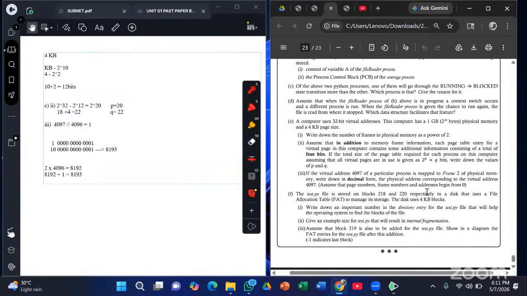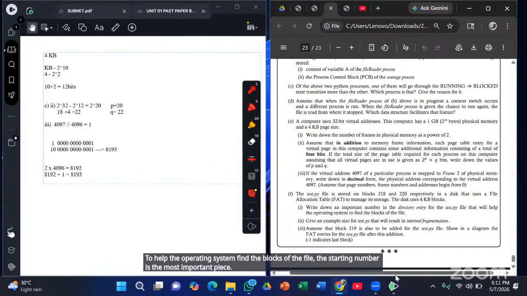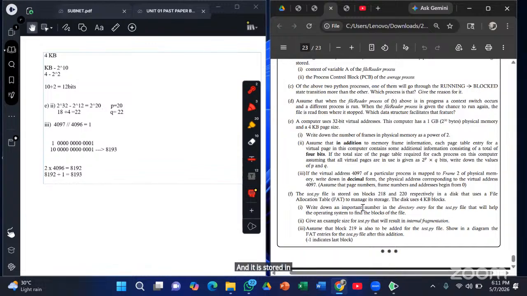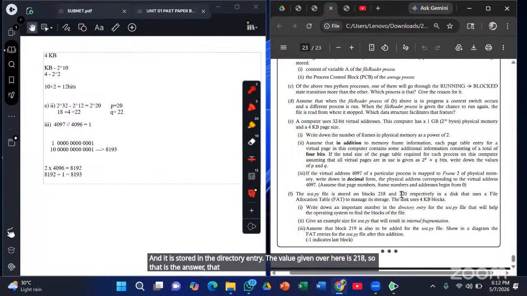Very easy. Read the question. What is the directory entry? To help the operating system find the blocks of the file, the starting number is the most important piece. And it is stored in the directory entry. The value they have given over here is 218. So that is the answer. That is the directory entry, 218.